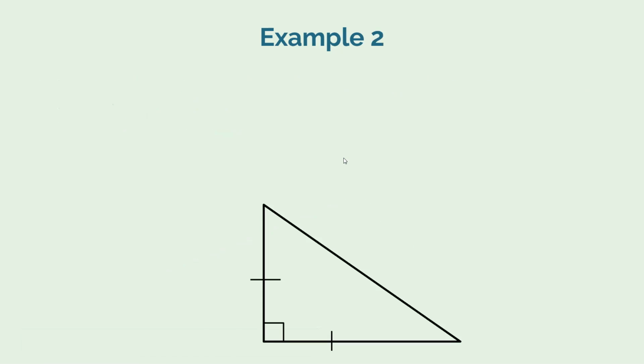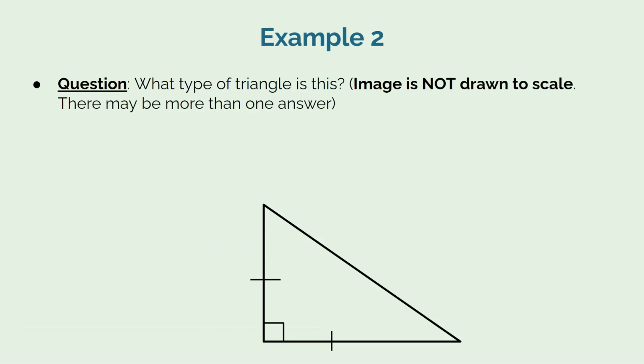Okay, for this second example, what type of triangle is this? This image is not drawn to scale, and there may be more than one answer also. Yeah, so it looks like a lot of you are getting the right answer. Most people said right.